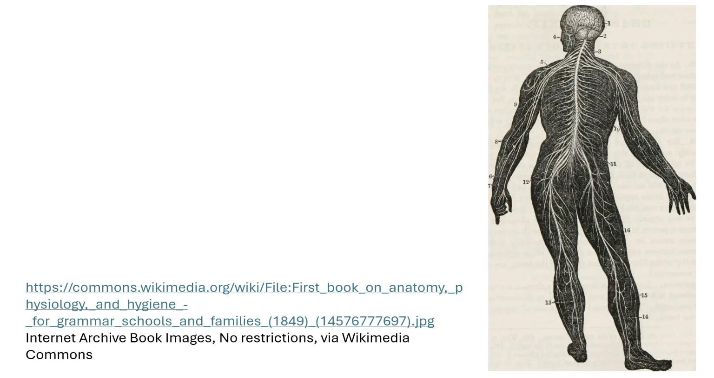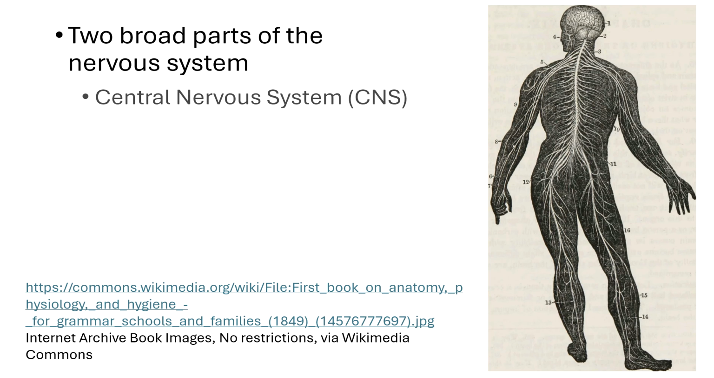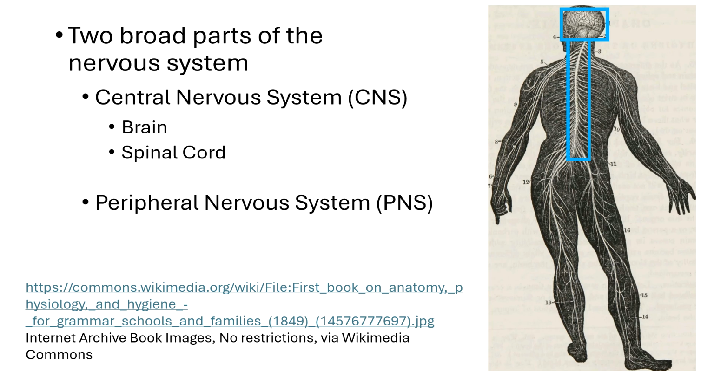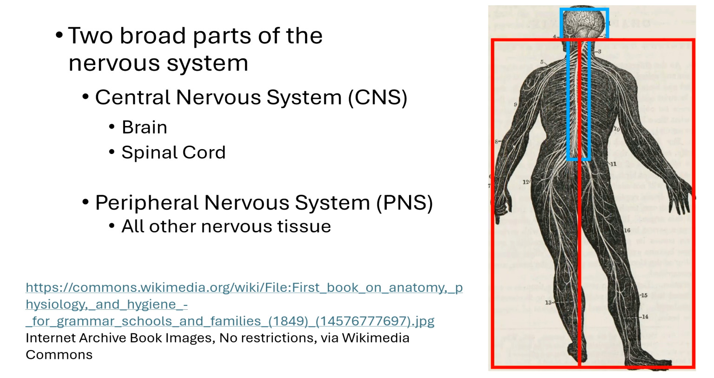Now, your nervous system can be broadly divided into two parts. We have the central nervous system, which is also called the CNS, and it is made up of your brain and spinal cord. And the other system is the peripheral nervous system, which is all the other nervous tissue, like the nerves that go to your muscles and the nerves that come up to the brain carrying information and all that other good stuff.